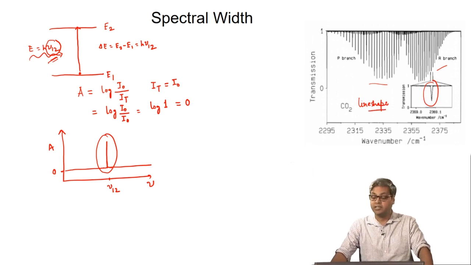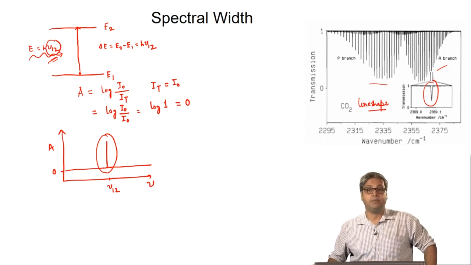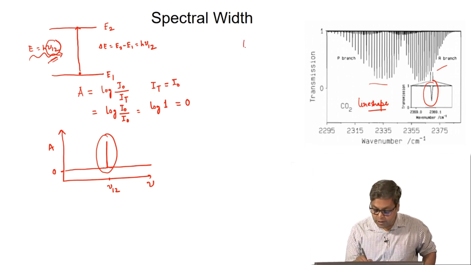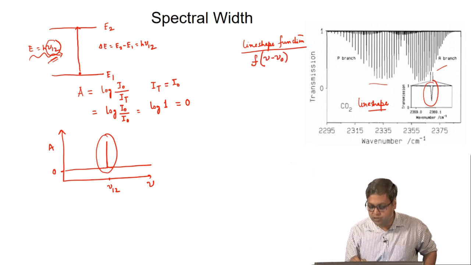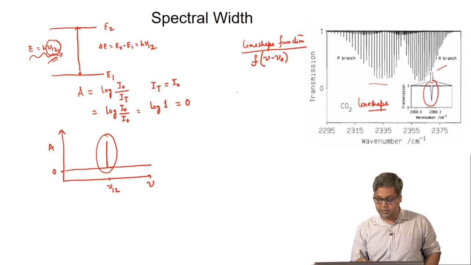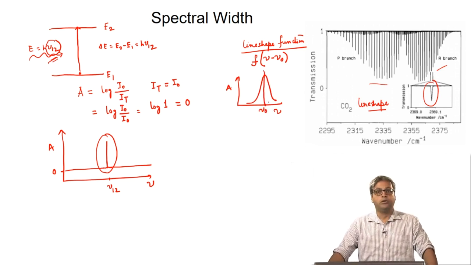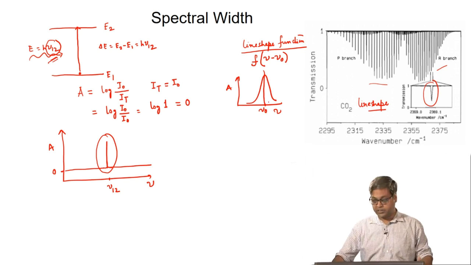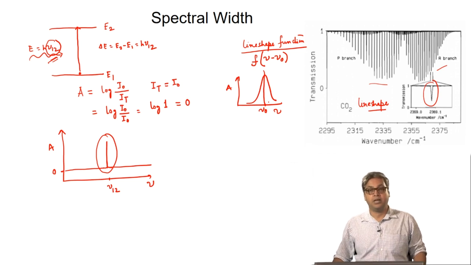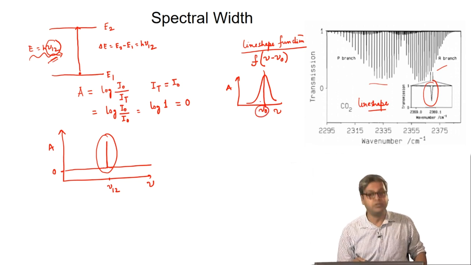As the shape is a function of frequency, the line shape can be represented using a line shape function, which is given by f(nu minus nu 0), where nu 0 is the frequency corresponding to the maximum absorbance. So, nu 0 is also known as the peak position. For a single peak corresponding to a transition, the shape of this spectrum is symmetric with respect to nu 0.